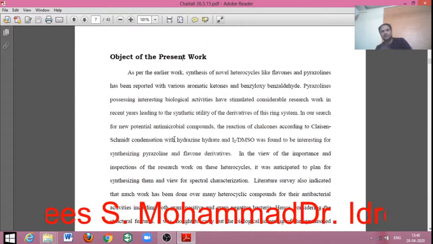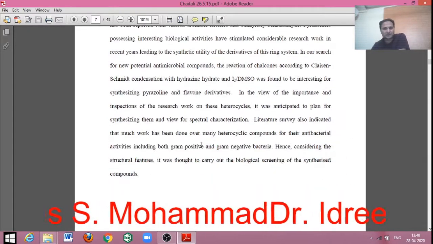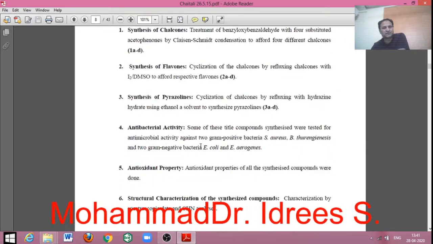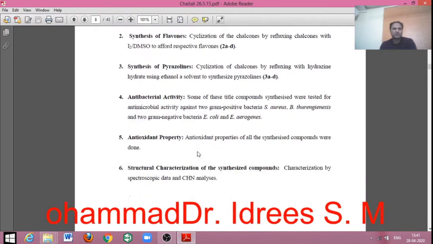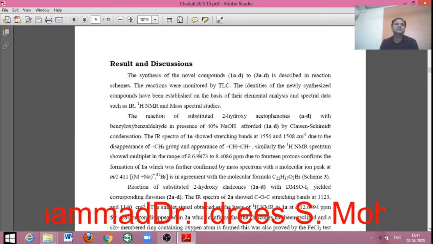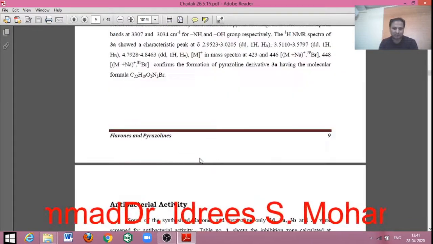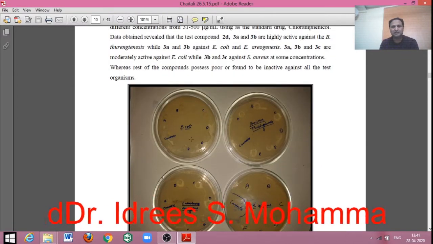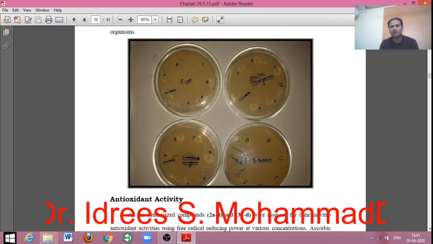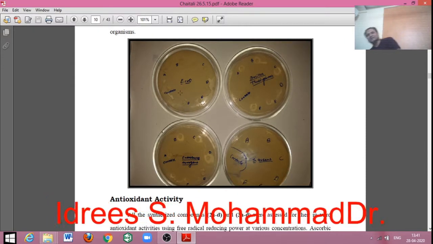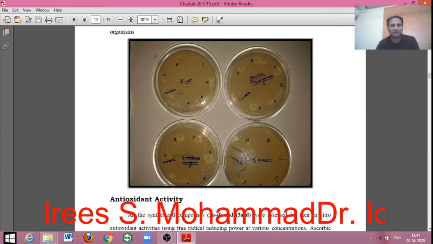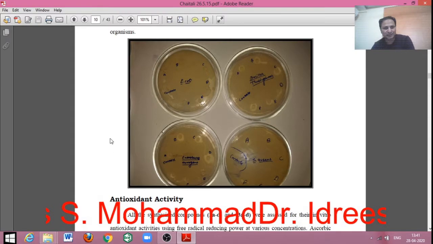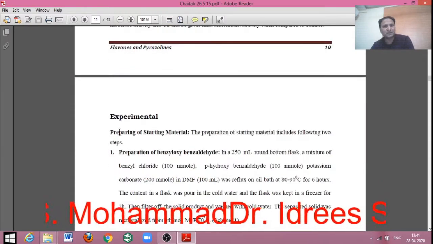What about the objective? The objective we have discussed in the abstract of the project. Now we will go through the present work, which included the synthesis of flavones and pyrazolines, antimicrobial activity, antioxidant activity, and confirmation of the synthesized compounds. The antimicrobial activity we have covered here. These are the Petri dishes, indicating the zone of inhibition by the synthesized compounds at different concentrations in micrograms per ml, that is ppm, parts per million.